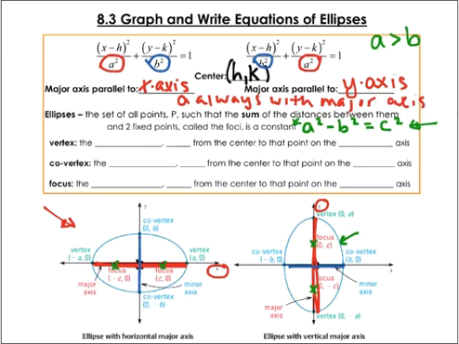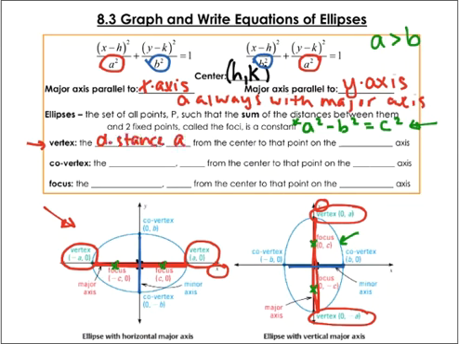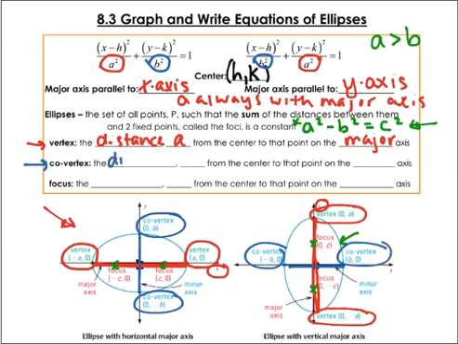Now, we've got a, b, and c. The vertices are points that are on the ends of the major axis, so I'm circling those here. The vertex is just the distance a from the center to the point on the major axis. If you look at something called the co-vertex, those are the points at the end of the minor axis, and those are found by using b, the distance b from the center to that point on the minor axis.